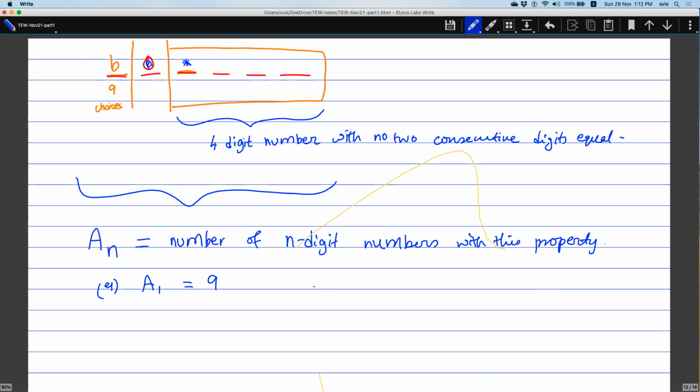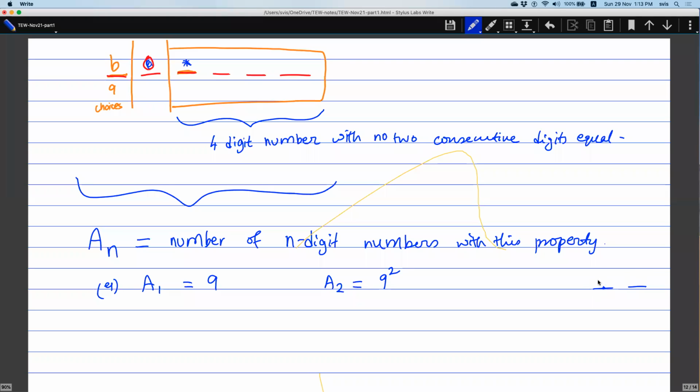Okay, so let's do the same thing with A sub 2. What do you think A sub 2 will be? The number of two digit numbers with this property. Well, 9 squared. Yeah, 9 squared. The same problem, right, that there's the zero problem there. But we could think of this as, for example, if you say how many possibilities for the tens digit, there are 9 possibilities. 9 possibilities for the unit digit. So this is 81, or 9 squared.